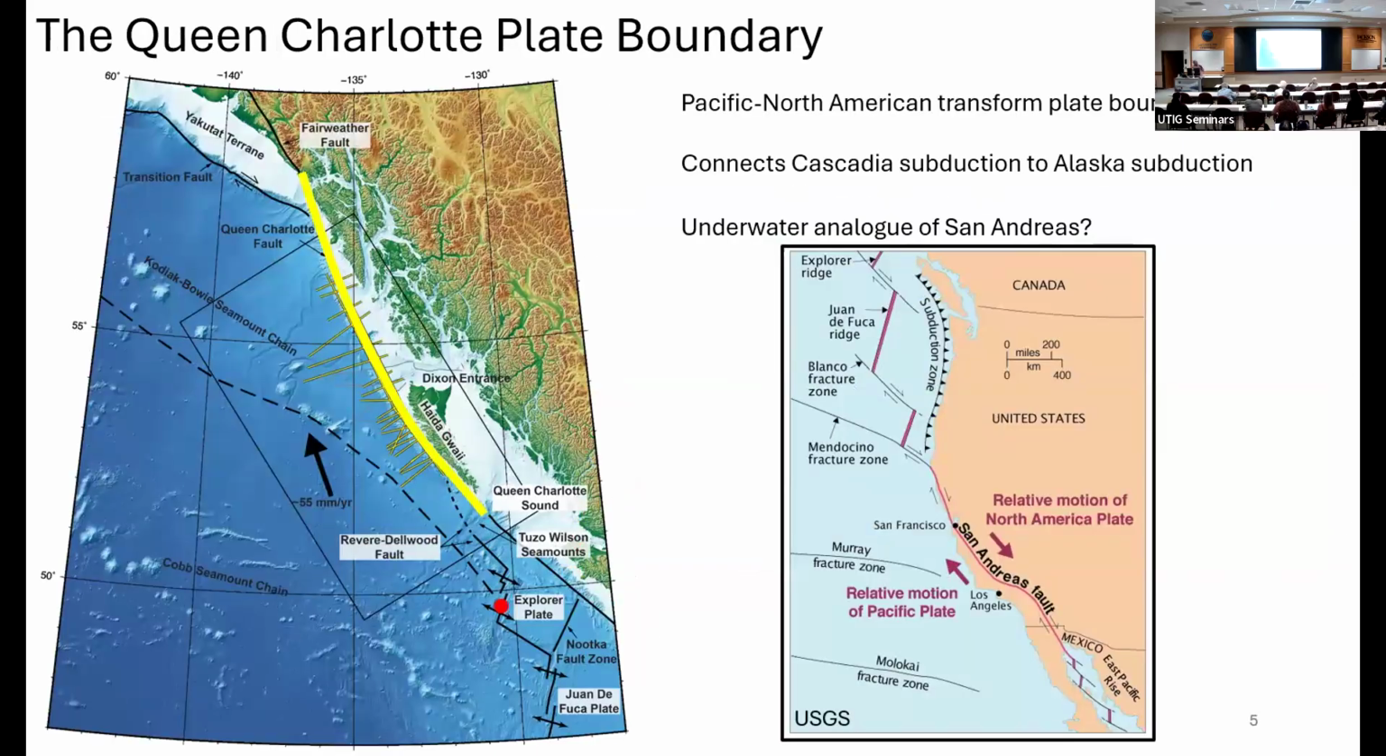So this whole talk will be focused on the Queen Charlotte plate boundary, which is highlighted by this yellow line in the map. It's the Pacific North American transform plate boundary offshore of Western British Columbia and Southeast Alaska. It effectively connects Cascadia subduction to Alaskan subduction, and many people have considered it to be an underwater analog of San Andreas, right? They're both the Pacific North American transform plate boundary. They both separate an oceanic plate from a continental plate.